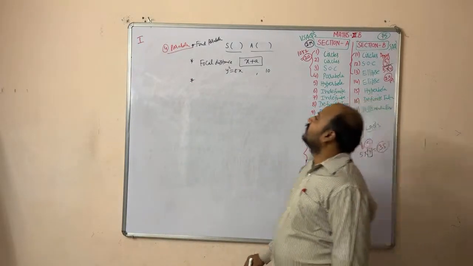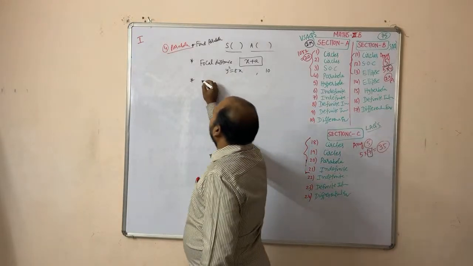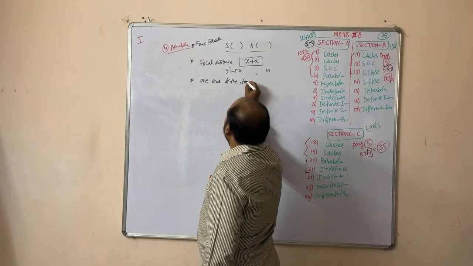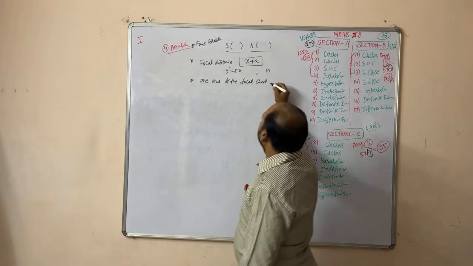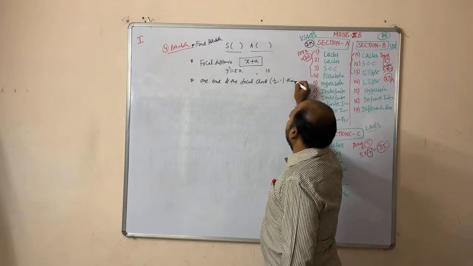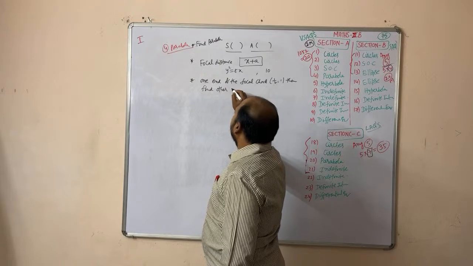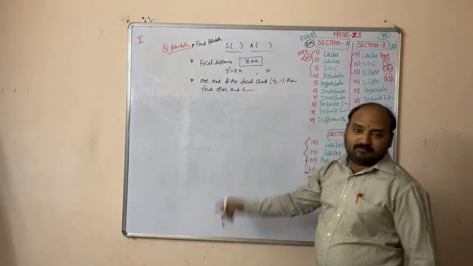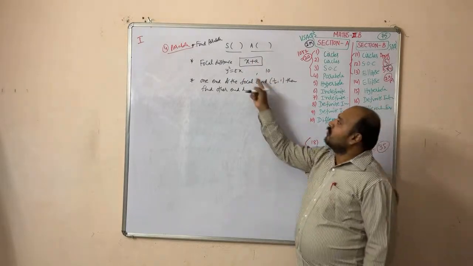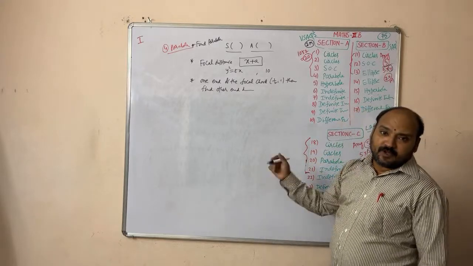After focal distance, one end of the focal chord is (1/2, 1). Then find the other extremity, or other end, of the focal chord. These are the models: find the equation of parabola, the focal distance concept, and one end of the focal chord is given, find the other one.